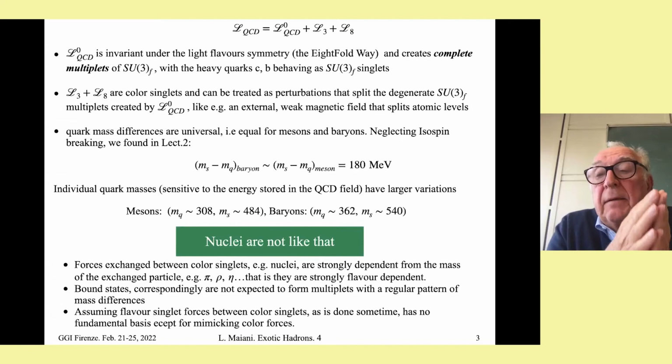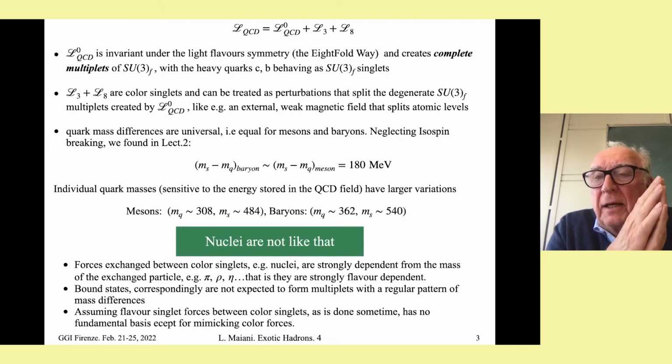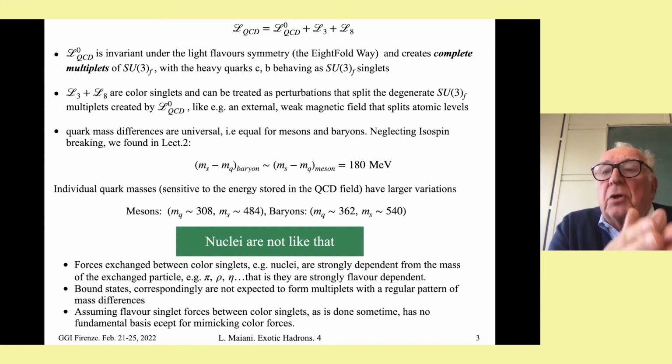There are, however, many papers in which people try to introduce SU3 singlet forces between color singlets to try to explain the spectrum, etc. This is, I think, just a way to mimic color forces. If you have color singlet hadrons, it's clear that they have attraction, they exchange forces, but these are not color singlets. They are not flavor singlets. And we will see that the exotic hadrons that have been discovered in the last years cannot admit a picture like that.